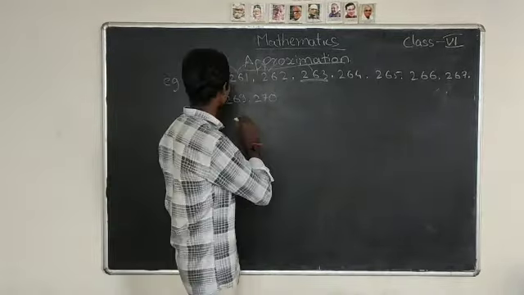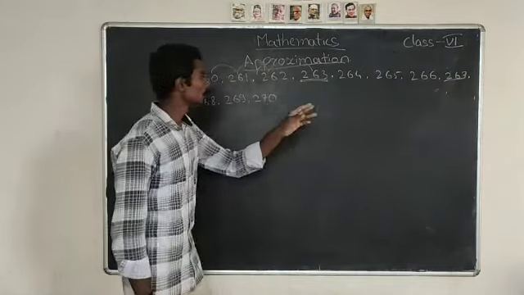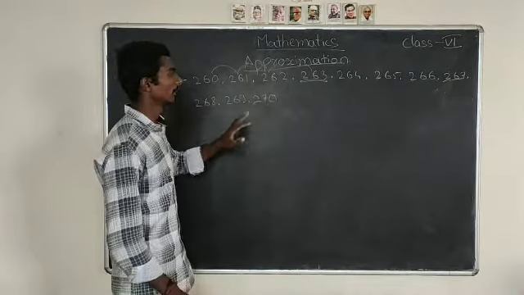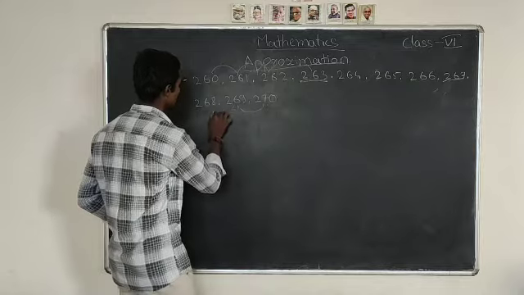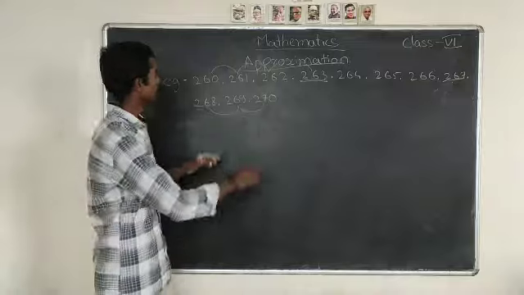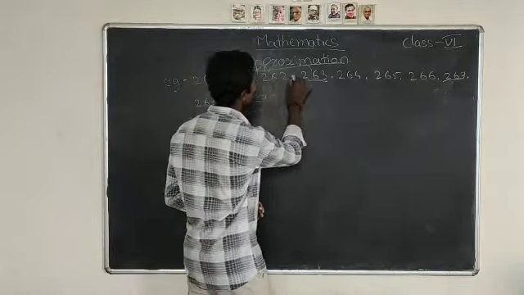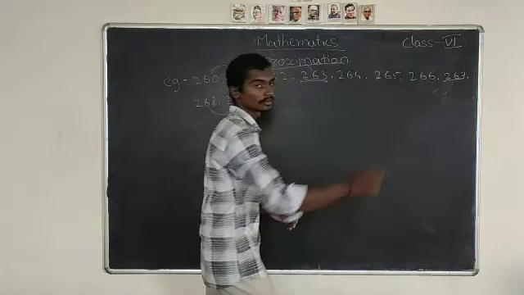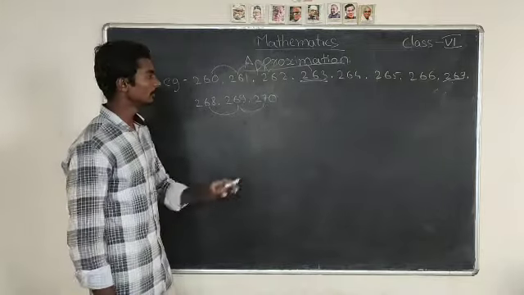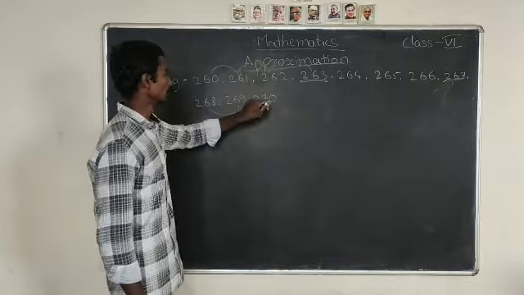And suppose the number is 267, is it closer to 270 or 260? It is closer to 270. By how many steps? 1, 2 and 3. And from 260, how many steps far is it? 1, 2, 3, 4, 5, 6, 7. See, that number is closer to 270. So if I have a number like 267, I will approximate it to 270.